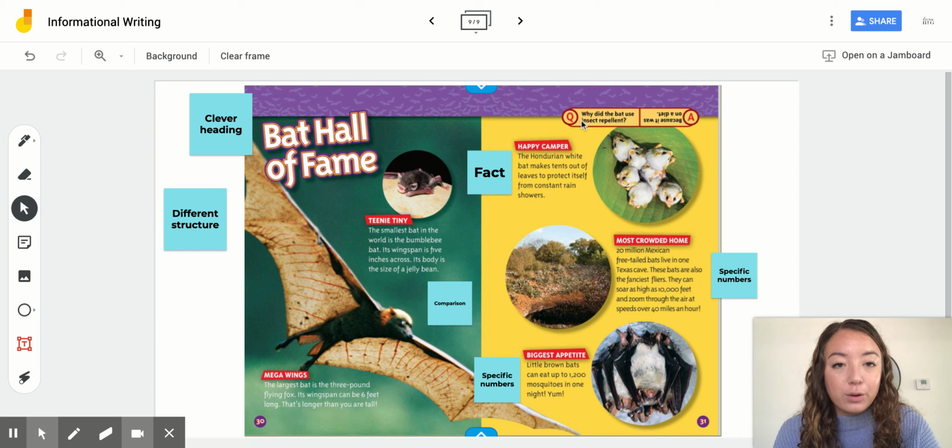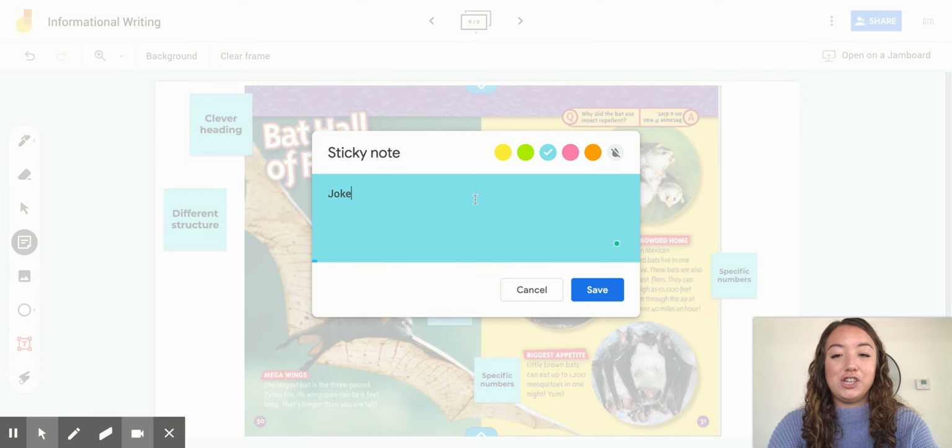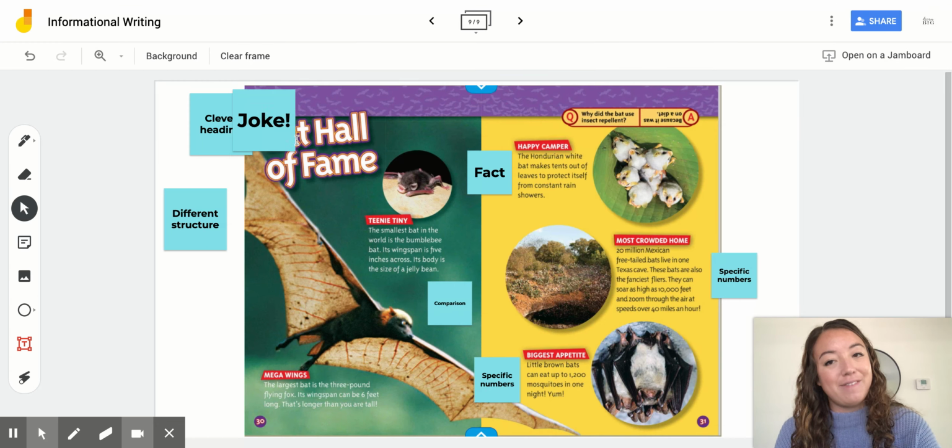And up here, ooh, I see another Q&A. Why did the bat use insect repellent? Repellent means like something that you keep away. Because it was on a diet. Oh my goodness, so silly. So I'm going to say that they used a joke again because that made me laugh and made me want to keep reading.